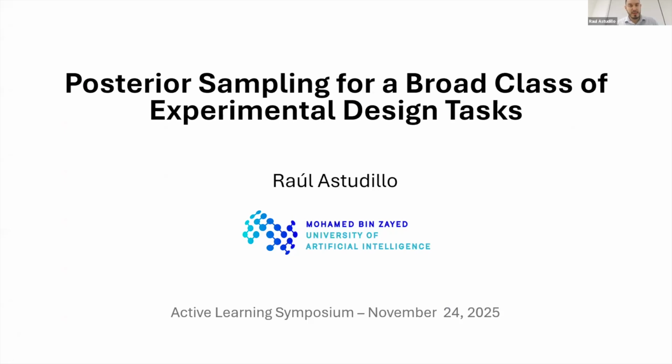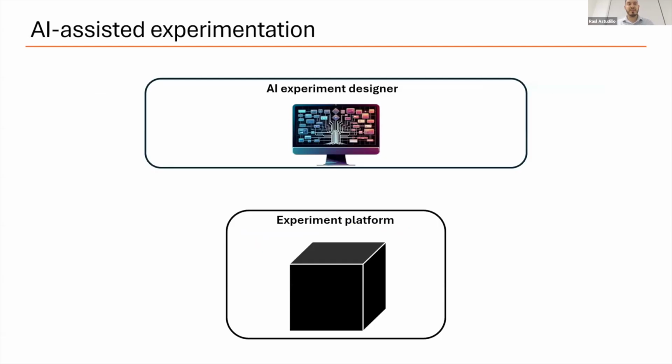It is a pleasure. And so today I'm going to be talking about how we can come up with an acquisition function for a very broad class of experimental design tasks. So hopefully there's something interesting for people doing more sophisticated Bayesian optimization loops. So naturally, I'm going to be talking about AI-assisted experimentation.